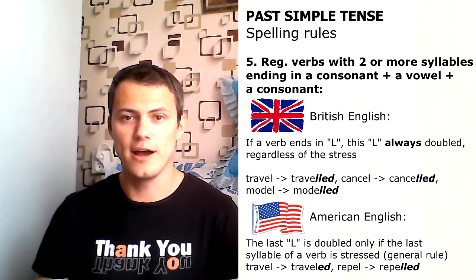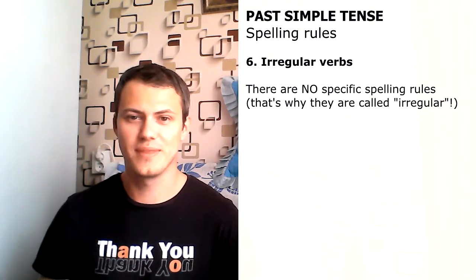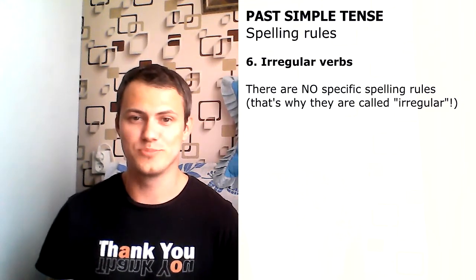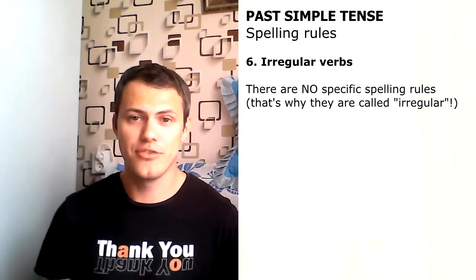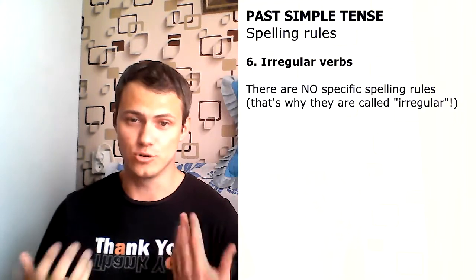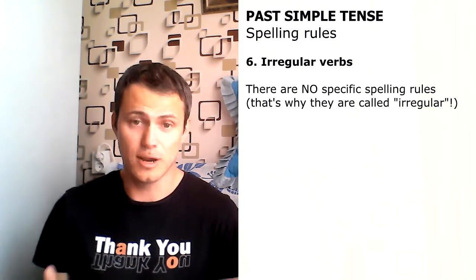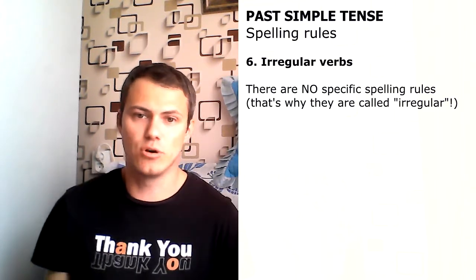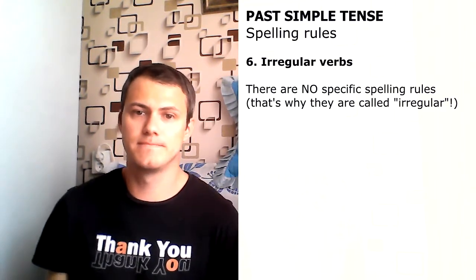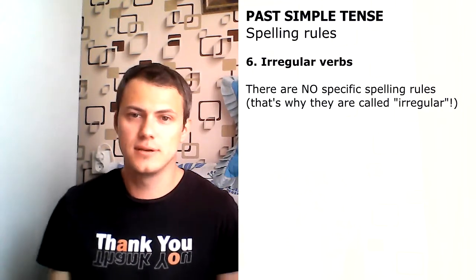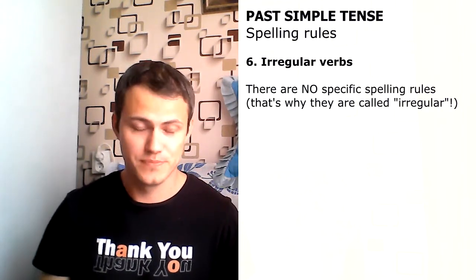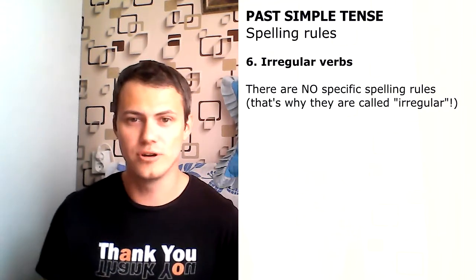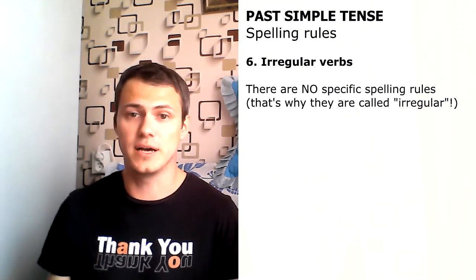Now we have irregular verbs, the most interesting part of the verbs. Actually, there are no specific rules for irregular verbs. No rules, guys. I'm sorry, I don't know why, but that's just the history of the English language. So we just have to remember, we just have to learn the past simple form and past participle form for irregular verbs.